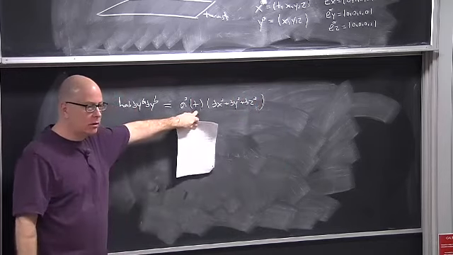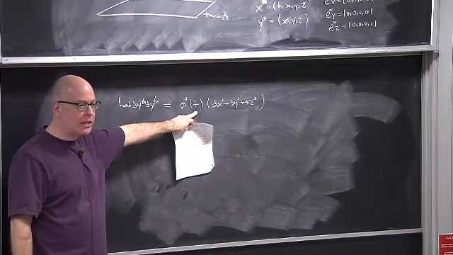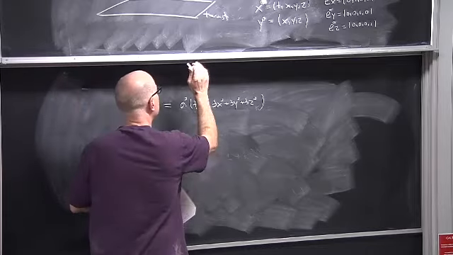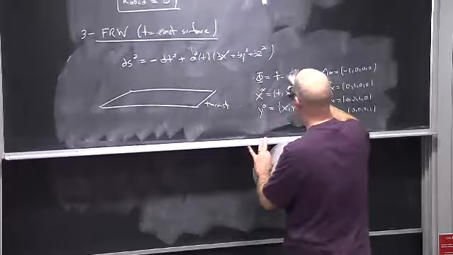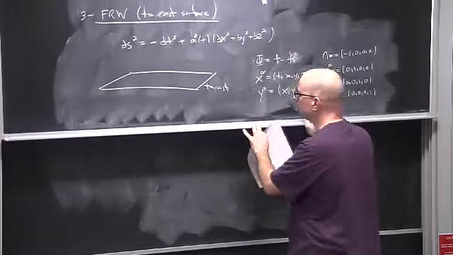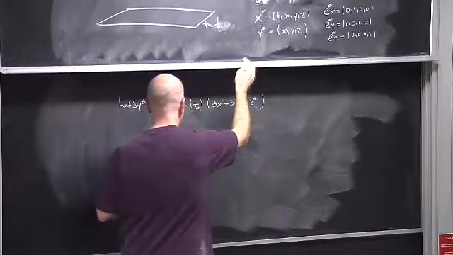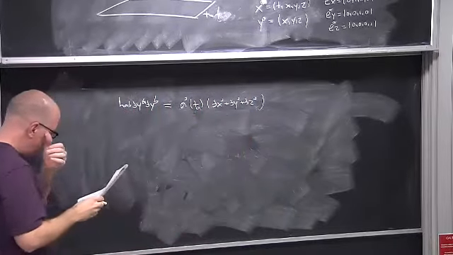So now A is to be evaluated at that specific time, right? So I should say t equals 0 and call that t equals t naught. So this is t equals t naught, just to make it clear. So that's the induced metric.